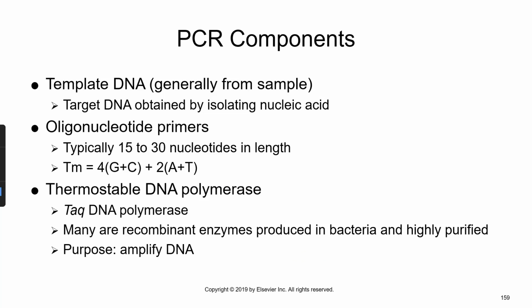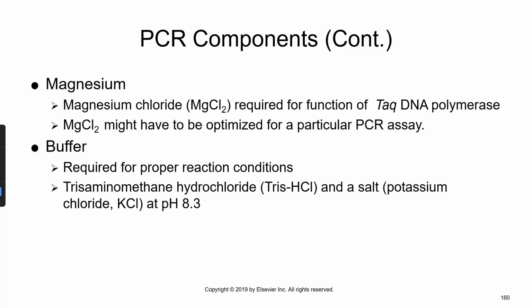So the template DNA is generally from a sample. The primers are generally 15 to 30 nucleotides in length. Thermostable DNA polymerase, Taq polymerase, is the one we usually use. We need a polymerase to help make the DNA during the elongation process. Magnesium chloride is required for the function of the Taq polymerase. There's a buffer to prevent changes in pH.